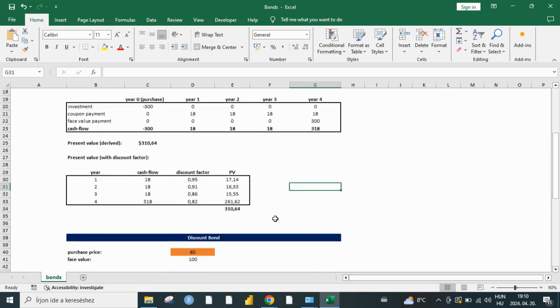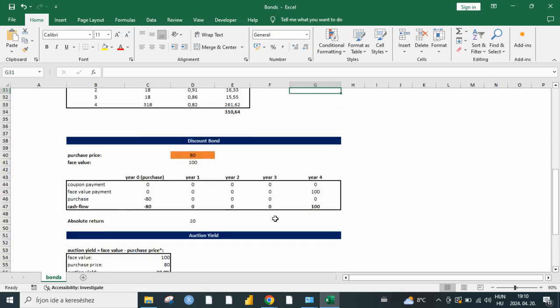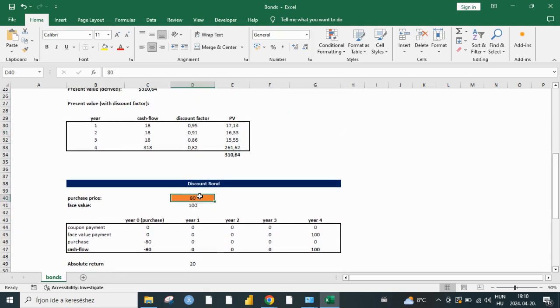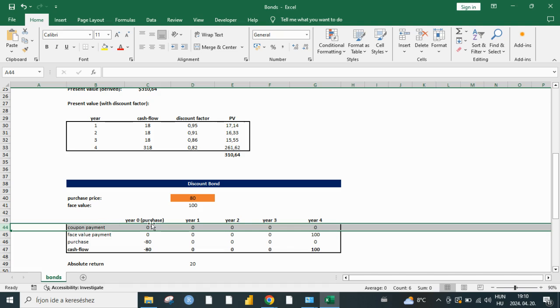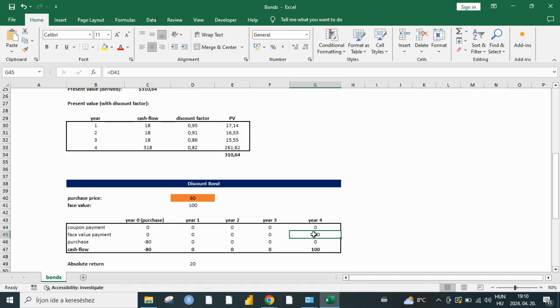Let's go now to another type of bond, which is the discount bond. Actually, these are also bonds, but the difference between discount bonds and coupon bonds is that discount bonds do not pay any interest rate or coupon throughout the period of the bond. And here in the 44th row, you can see that it's not paying anything and only pays back the face value in the last year.